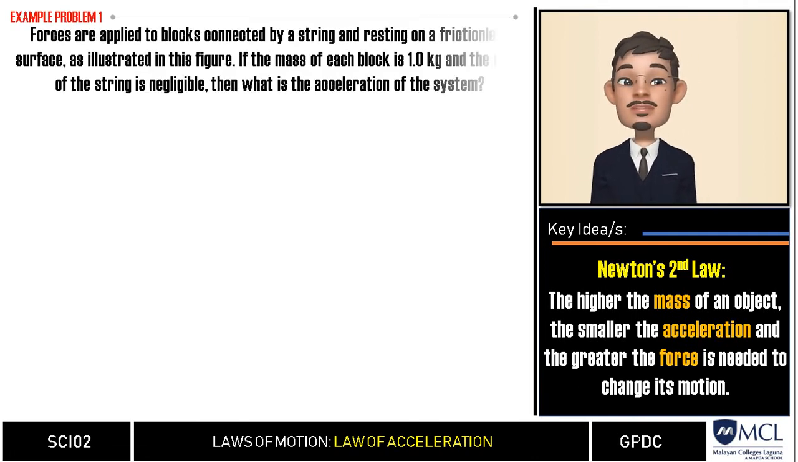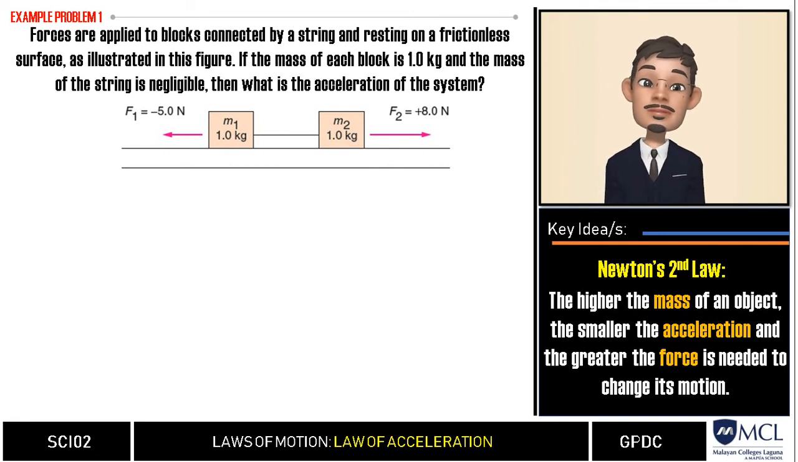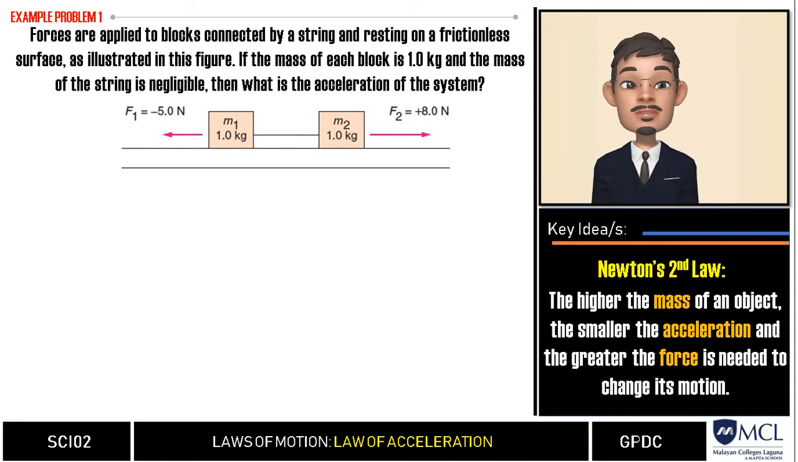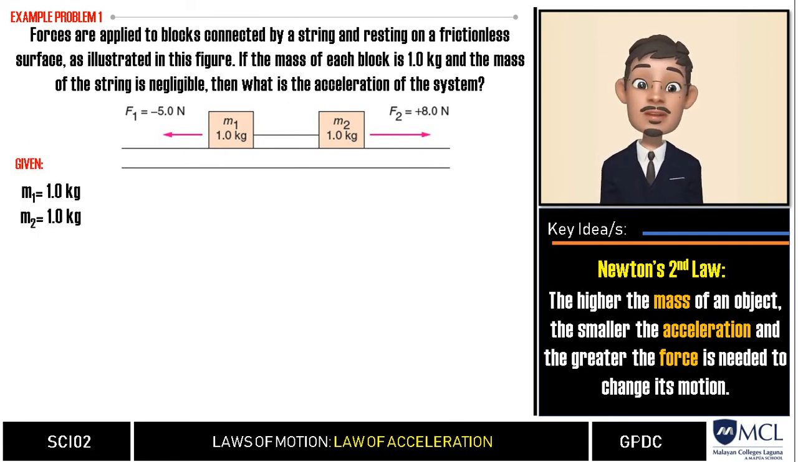Forces are applied to blocks connected by a string and resting on a frictionless surface as illustrated in this figure. If the mass of each block is 1.0 kg and the mass of the string is negligible, then what is the acceleration of the system? Let us look first at the diagram. It shows here that both objects have a mass of 1 kg. These two objects are opposing one another.